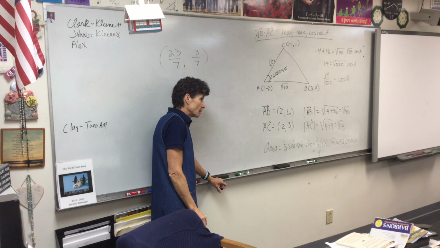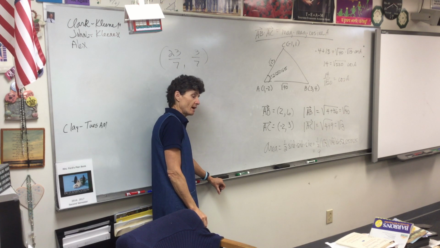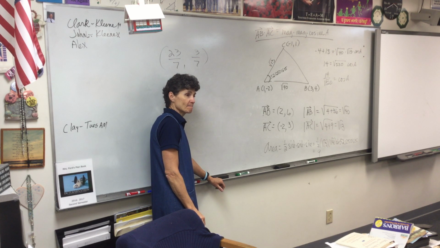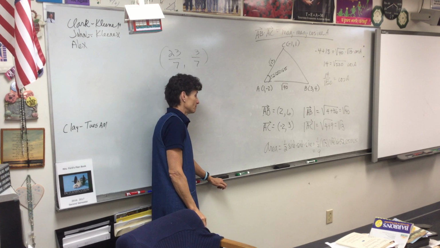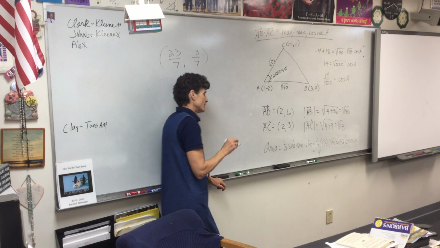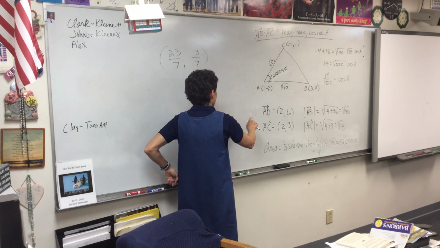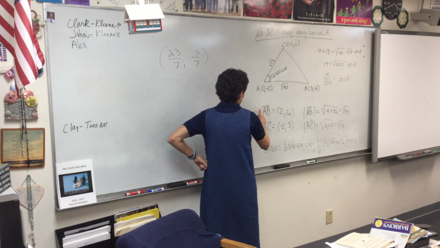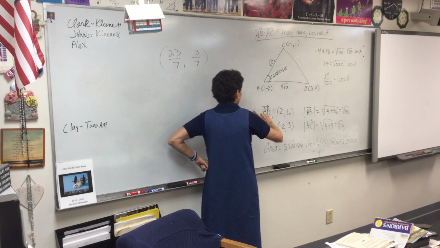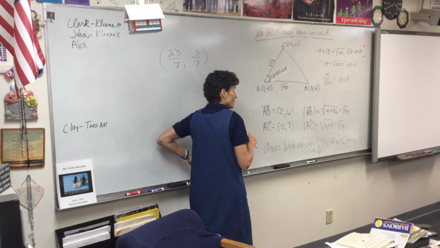Now, I'm getting ready to show you something that is going to absolutely knock your socks off. It will, I promise. Next time, somebody gives you a couple or 3 points and says, find the area of the triangle. Try this. Build the vectors just like I started. So I'm building AB and AC. Okay?